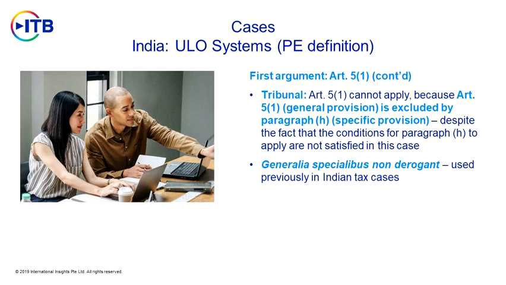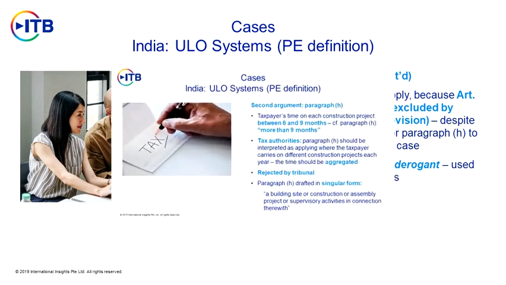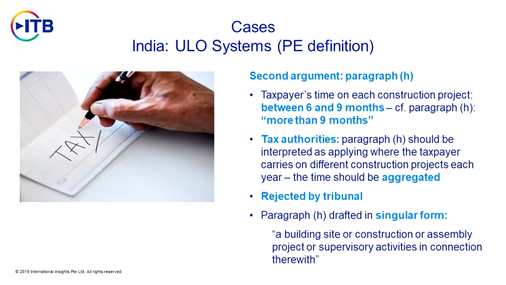That maxim has been used in previous Indian tax cases to allow a specific provision to exclude a general provision. The tax authority's second argument relates to paragraph H. Remember that the time spent by the taxpayer on each construction project was between 6 and 9 months. And remember that paragraph H requires that the construction project continues for a period of more than 9 months.